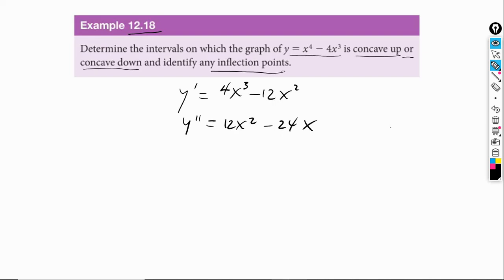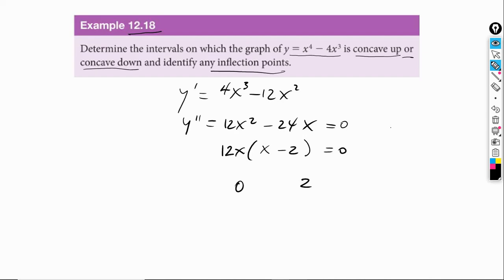So the inflection points occur where the second derivative is equal to 0, recall that. So let's equal this to 0 and solve for x. Here we can take out a common factor of 12x, so that would be 12x times x minus 2. And the solutions to this are 0 and 2. So those are going to be the inflection points.